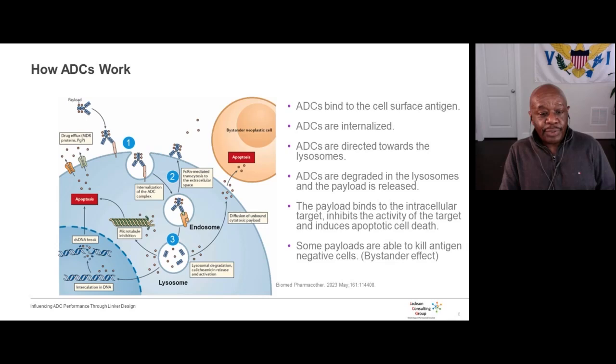In addition to this, we know that some of the payload would actually be released. And if the payload is released, some of those payloads will go into nearby neighboring cells that don't express the tumor antigen, but are also killed by the payload through apoptotic cell death. This phenomenon is known as bystander activity. So as you go through the process of developing your ADCs, you have to make a determination of whether or not you want bystander activity, and that's going to help you with regards to selection of the appropriate linker for your ADC.